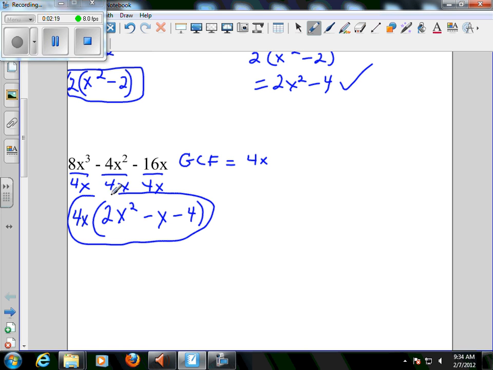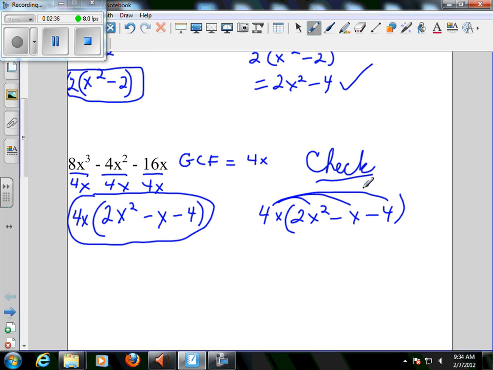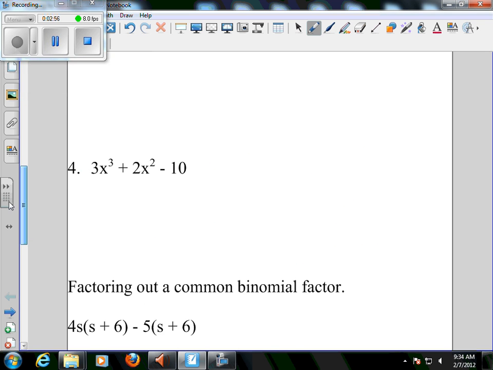If you want to check your answer, just distribute. We're not going to check every one of these. I'm just going to show you how to do a couple of them, and then I'll leave you to your own devices. So let's distribute. 4x times 2x squared gives you 8x cubed. 4x times negative x gives you negative 4x squared. And 4x times negative 4 gives you negative 16x, and that is our original polynomial, so that does check. So let's go to the next one.